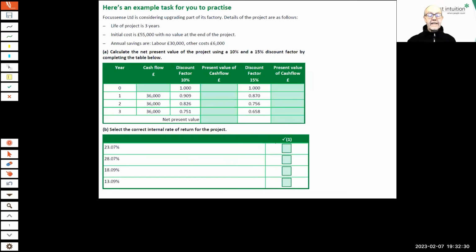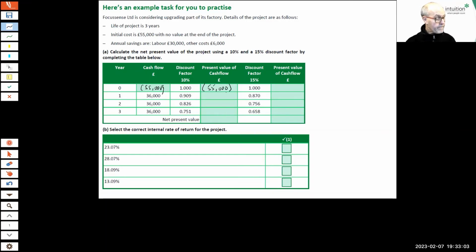So let's have a look at a typical task. Life of a project is 3 years. We're thinking of upgrading part of our factory. We've got to lay out £55,000 at the start, so that goes in as a negative. And as that's in today's money, we don't discount that at all. So £55,000 today is worth £55,000.